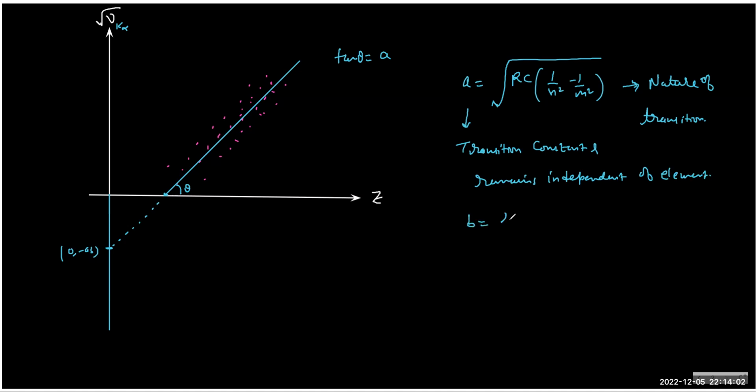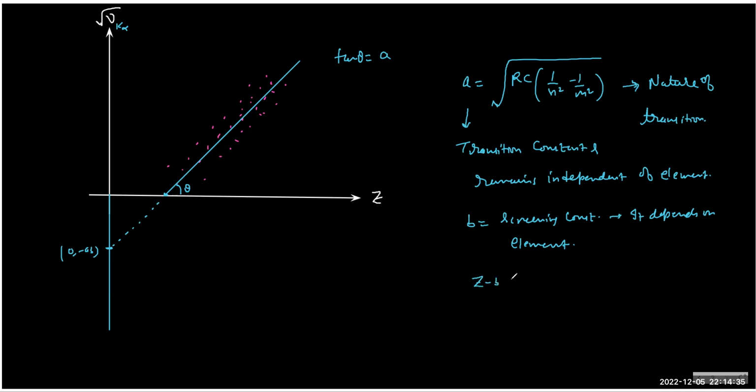But B is the screening constant. So it depends on the element, for the obvious reason that every element will have a unique configuration, or you can say a unique distribution of electrons. So they will screen or shield the nuclear charge differently.